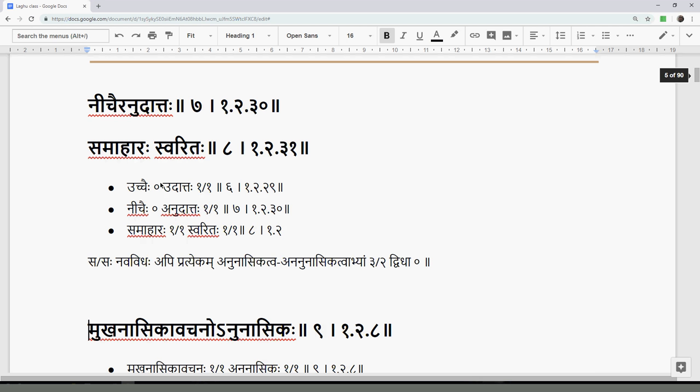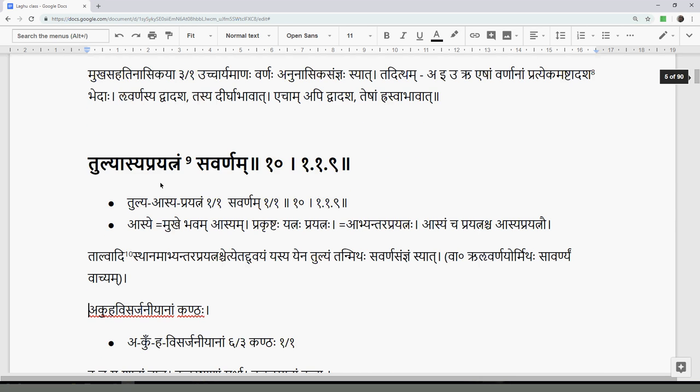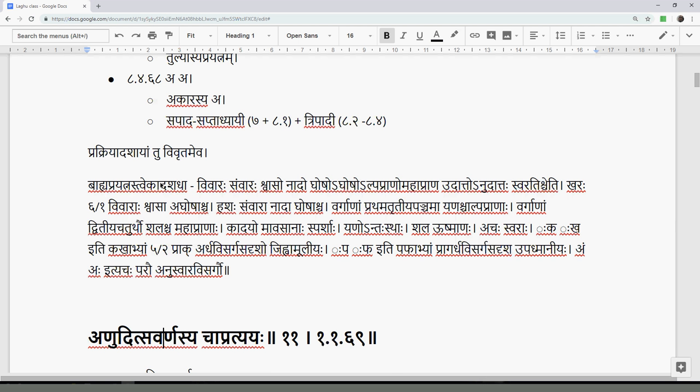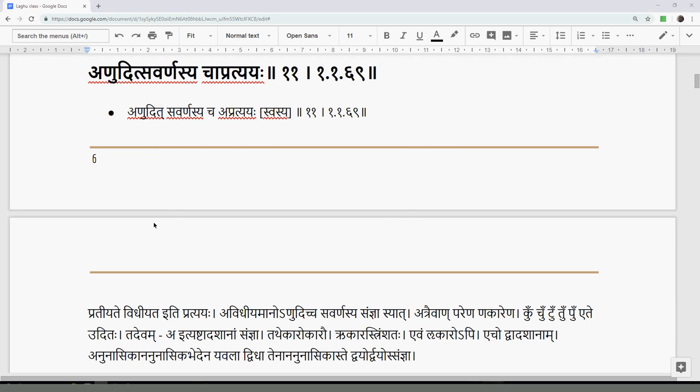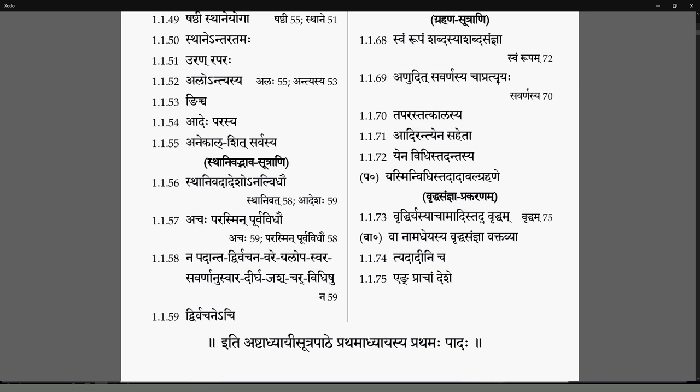So now, if you look at the Ashtadhyayi, let me open the Ashtadhyayi. Anudit Savarnasya Cha Apratyaha is 1169. So yeah, here. This is the sutra we are looking at. Swasya comes from this sutra, swam rupam shabdasya ashabda sanya. Forget this sutra, it is not our interest right now. But these two, swam and rupam, have an anuvritti till the 72nd sutra. From 1168 to 1172, swam and rupam go further.